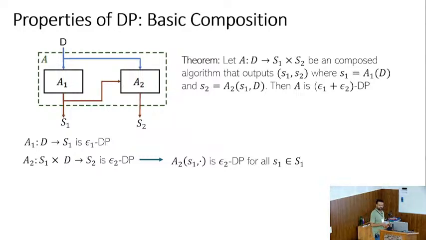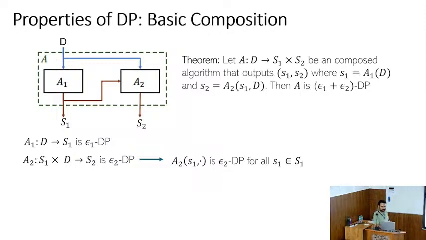So I have a question. When you define this A2's epsilon 2 differential privacy, you are saying that s1 is kept fixed and D is allowed to vary, right? Is this definition the same as the one you were showing? S1 is fixed, so this is a stronger requirement. No, it's privacy with respect to D. We are not trying to make privacy with respect to others. Privacy with respect to D.